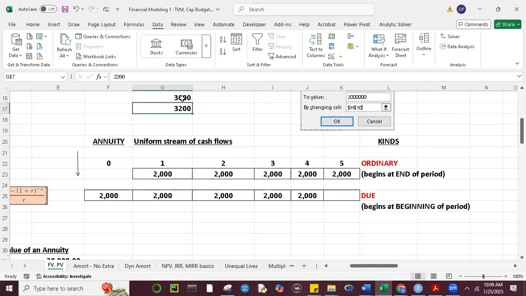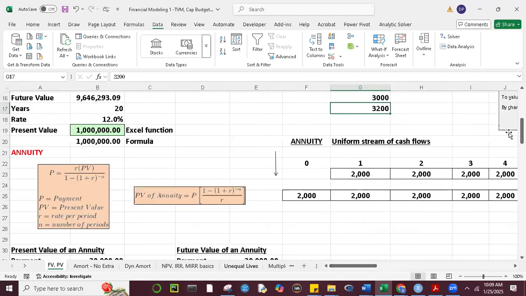Okay. Let's say the present value of the ordinary annuity is 3,000, and the present value of the annuity due is 3,200. We said that the annuity due will have a higher present value, right? So it should have a higher future value, of course, because the future value is dependent on the present value, right? Does that make sense, class?